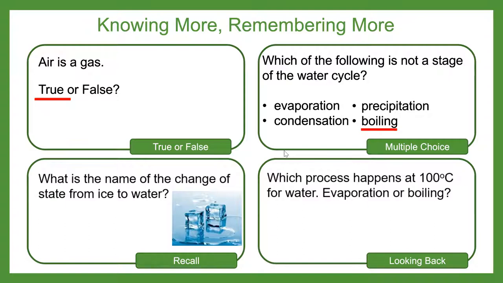Question three: what is the name of the change of state from ice to water? That is the process of melting, or melt. Which process happens at 100 degrees Celsius for water? Is it evaporation or boiling? The answer is boiling.